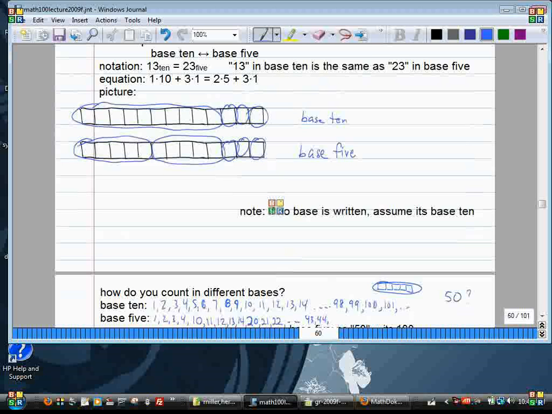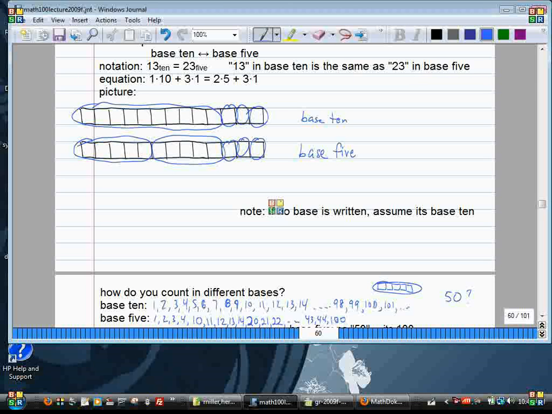Same thing in base 5. Once you reach the max, once you hit 5 of something, it's the next thing. So the next number is 100. In base 5, you never write the number 50.